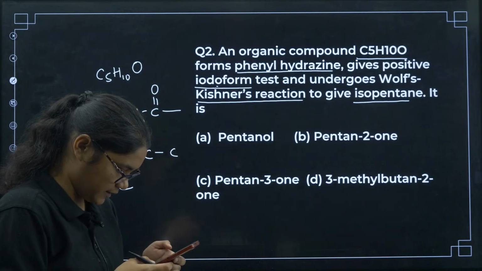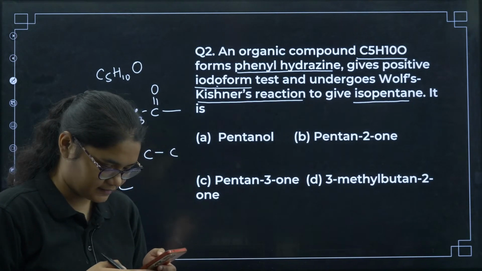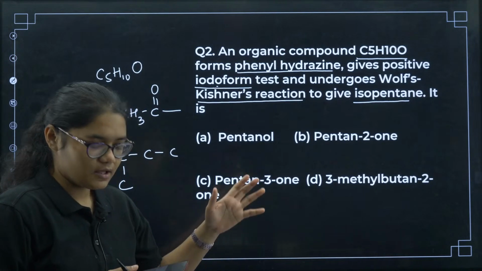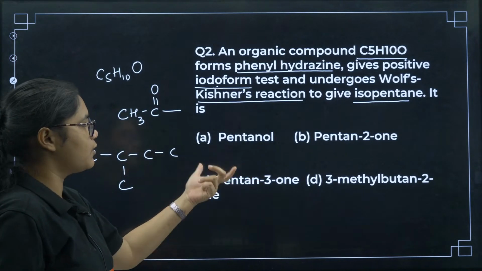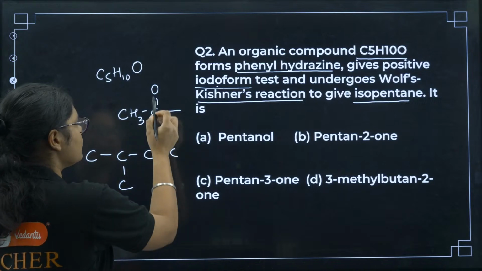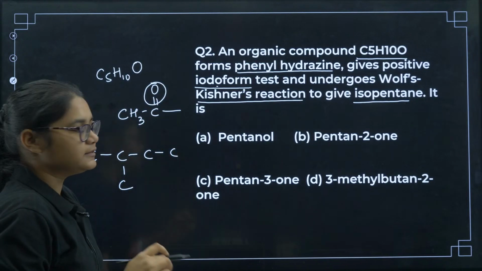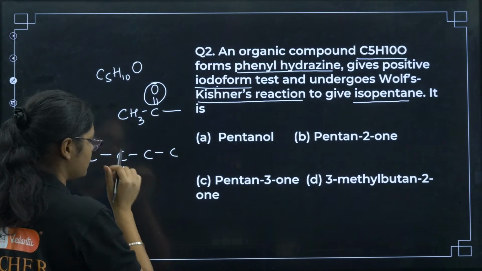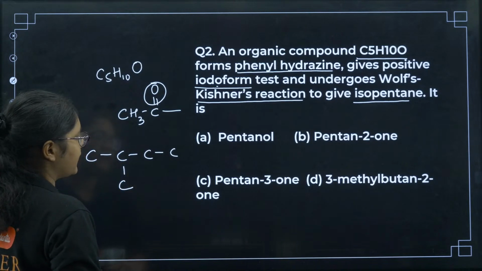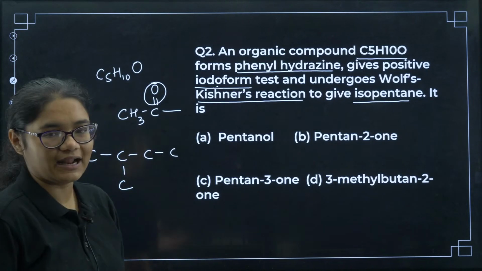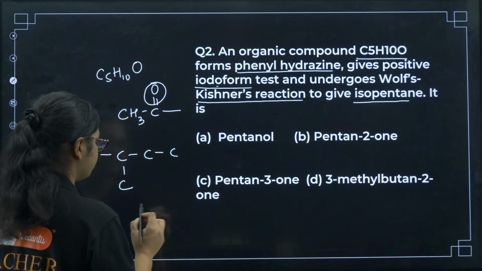Yes, again no answer for this question. This is a very simple question, students. Can you think what can be the reactant? See, this group is reacting, right? So we should have this CH3CO group. Then it is giving you isopentane as a product. So you can have a structure like this.